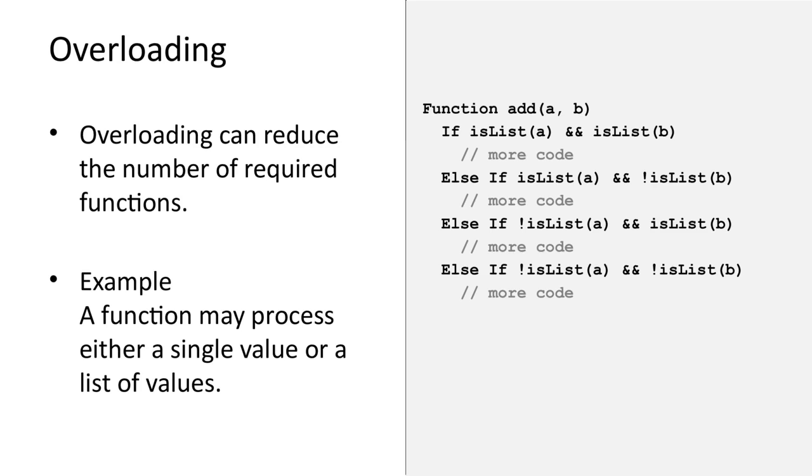Another aspect to consider is overloading our functions. This may reduce the number of separate functions that are required, and it may also make it easier for the end user. A typical example is overloading a function to accept either a single value or a list of values. If a single value is provided, the function processes the value and returns the result. If a list of values is provided, the function loops over all the values, processing each one, and then returns a list of results. Next, we will look at return values.